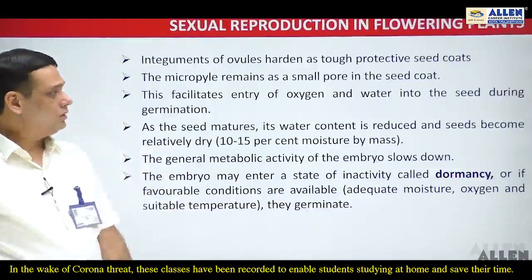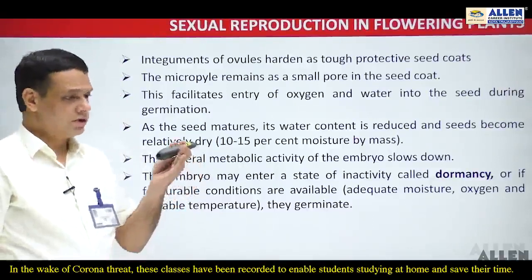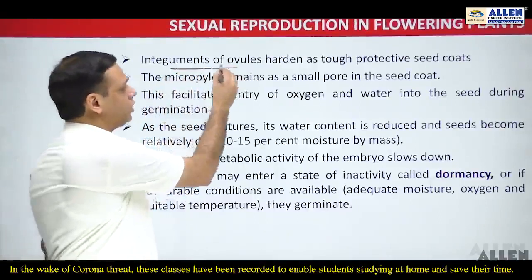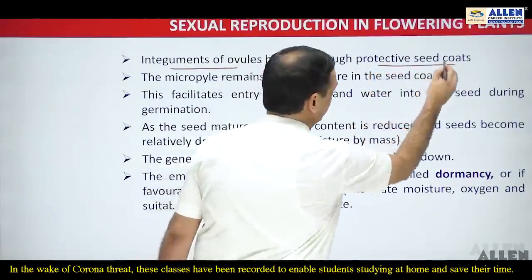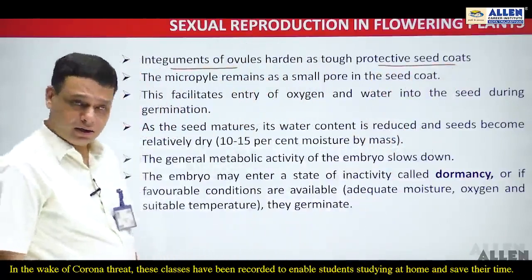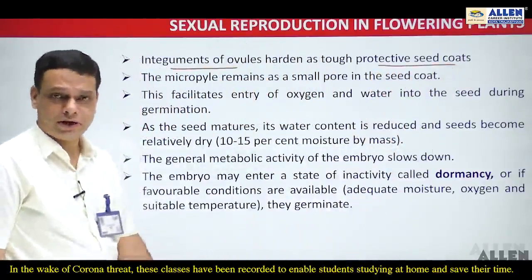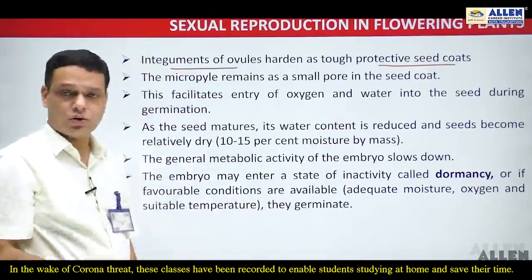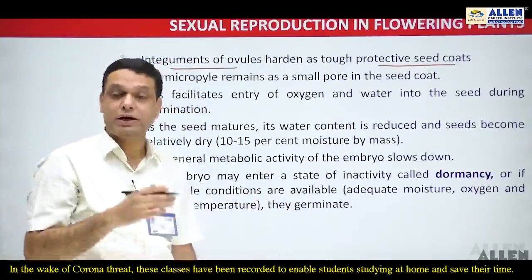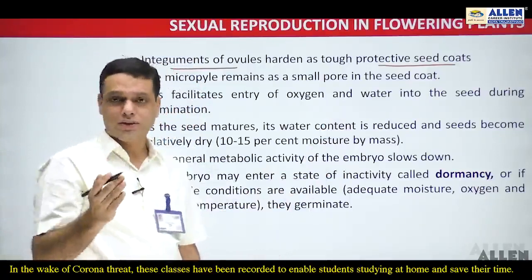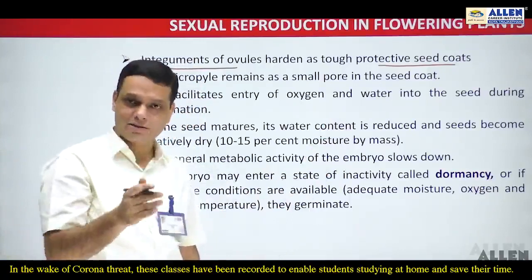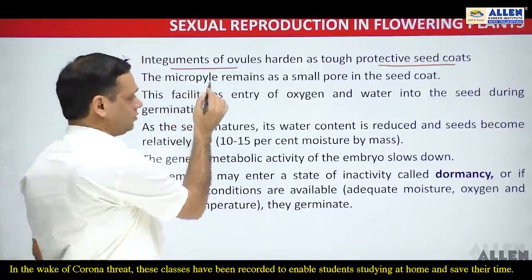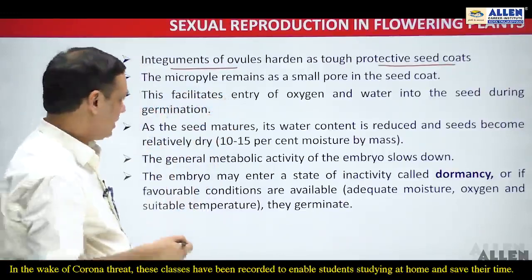Now in the fertilized ovule, as we can say that the fertilized ovule gets converted into seed, so the integuments of the ovules are also converted into protective seed coats and they become hard and tough. That's why they provide protection to the seed. The outer integument is converted into the outer seed coat, and the inner integument is converted into the inner seed coat. The outer seed coat is known as testa and the inner seed coat is known as tegmen, as we have already discussed in our previous classes.